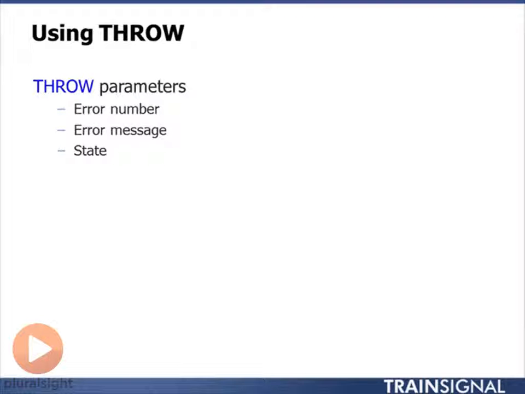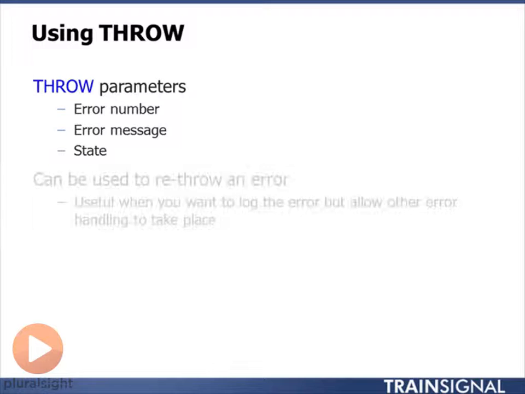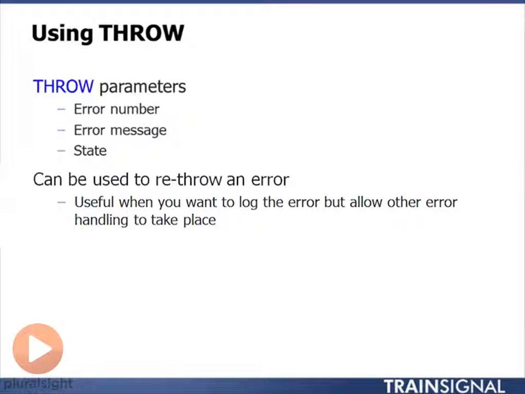The new way to raise errors is by utilizing throw. With throw, I'm going to have three parameters: the error number, the message, and the state. Now, the one big advantage to throw that I want to highlight is that throw can be used inside of a catch block, and what that will do is re-raise the error back out.